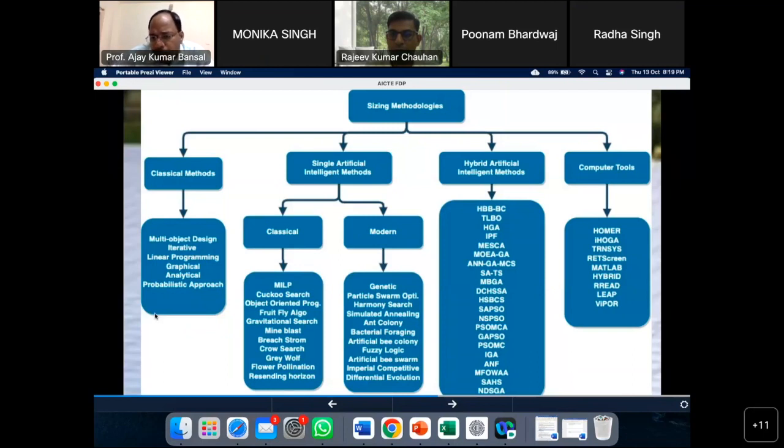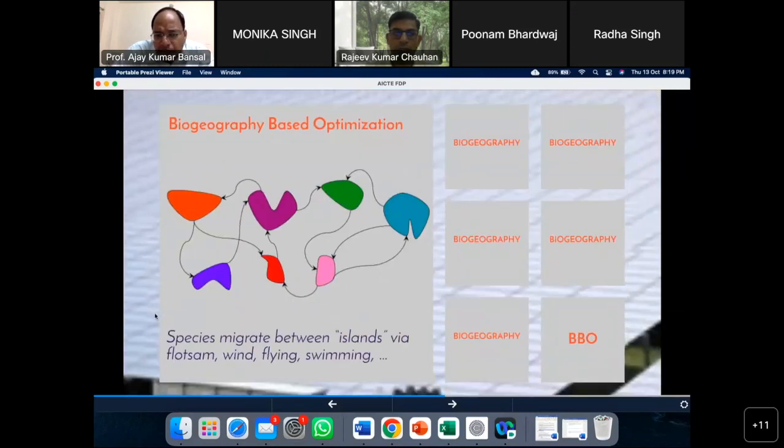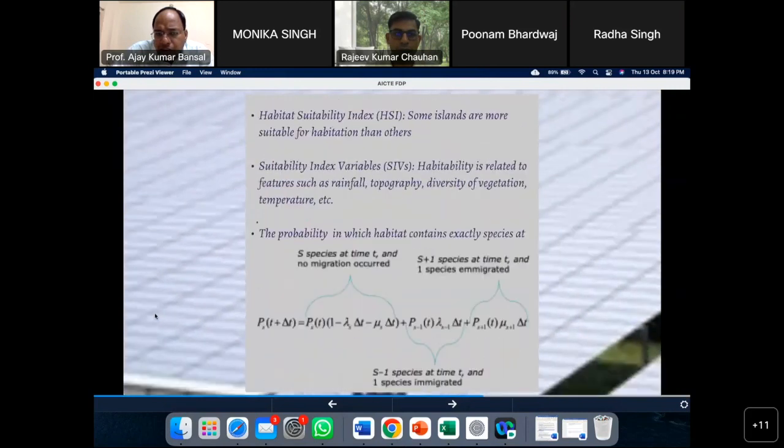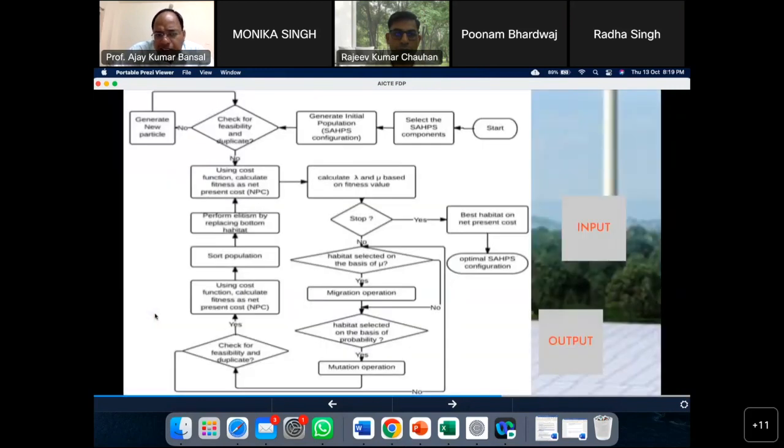There are many more software tools available, such as iHOGA, TRNSYS, RAPSim, MATLAB, Hybrid2, RETScreen, LEAP, and HOMER. These are the software tools available for designing hybrid energy systems. The BBO algorithm I will not go into in detail because of time constraints. These are the algorithms which we have discussed.